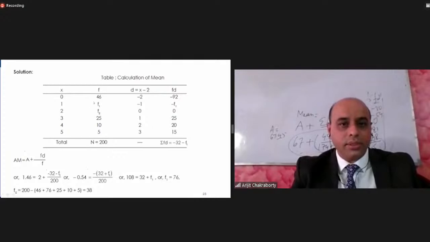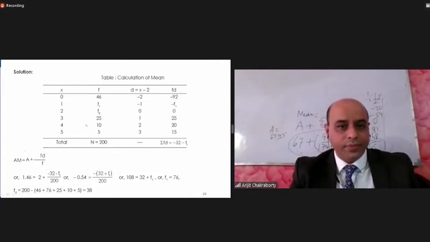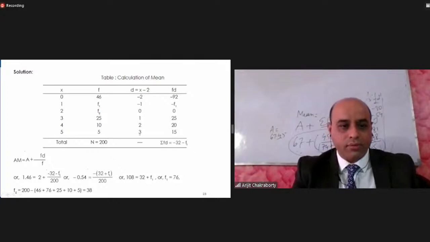Here first F is 46, deviation is minus 2, so on multiplying we get minus 92. Then F1 into minus 1 is minus F1. F2 into 0 is 0. 25 into 1 is 25. 10 into 2 is 20. And 5 into 3 is 15. So sigma FD, from this column, works out to minus 32 minus F1.